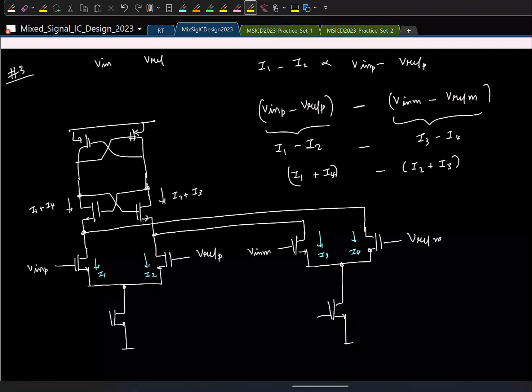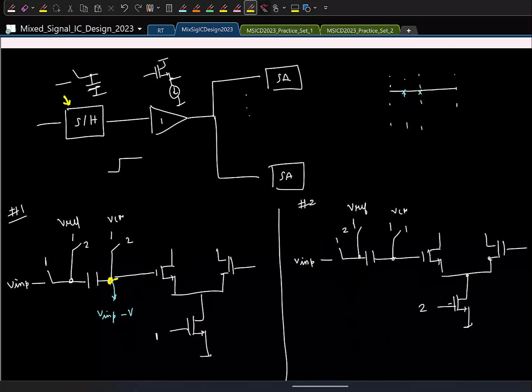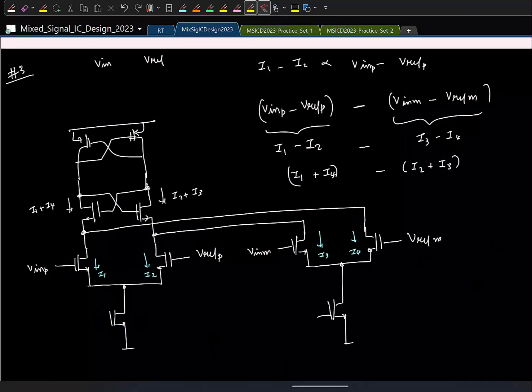See, one difference is in the previous two implementations, the subtraction was done in the voltage domain, right? We charged the capacitor to some voltage, and the voltage was directly getting subtracted. Here the subtraction is happening in which domain? We are subtracting or adding currents. So the subtraction of reference is happening in the current domain. So again, this will have its own set of pros and cons.